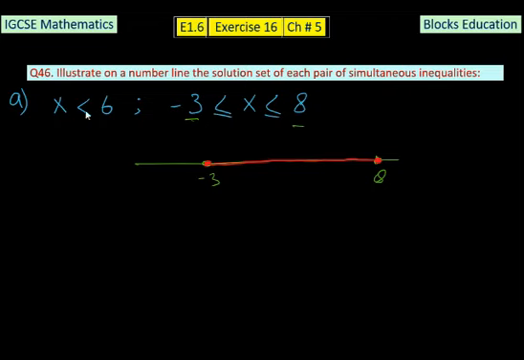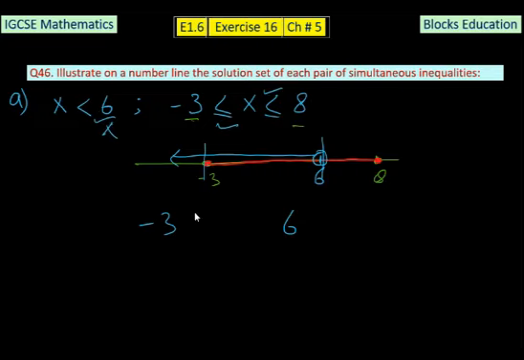Here it says x less than 6, so let's suppose 6 is here somewhere. It's less than, and not equal to, so it's an open circle, and less than means you go towards the left side. And we have to see the common part of these two, the red and the blue. The common part is of course from here to here. Minus 3 is included in this inequality, so it is from minus 3 to 6. 6 is included in this one, but 6 is not included in this one.